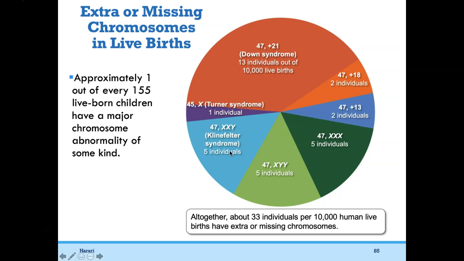Then you have about 5 cases each out of 10,000 for XXY, which is Klinefelter's in males, XYY, which is Jacobs in males, or XXX, which is called triple X syndrome in females. And then it's very, very rare to get XO, Turner syndrome, 1 out of every 10,000. It's very rare to have Turner syndrome.